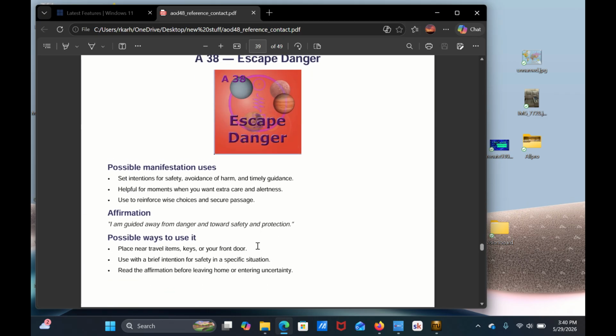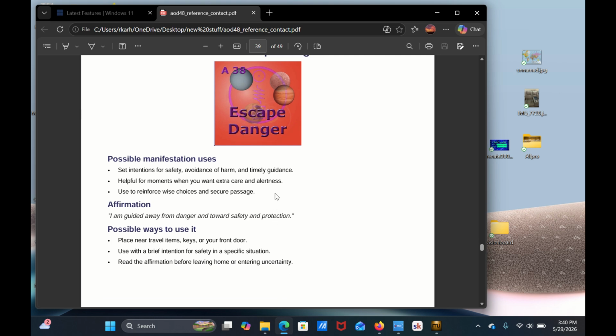Escape danger. Set intention for safety, avoidance of harm, and timely guidance. Helpful for moments when you want extra care and alertness. Used to reinforce wise choices and secure passage. I am guided away from danger and towards safety and protection.